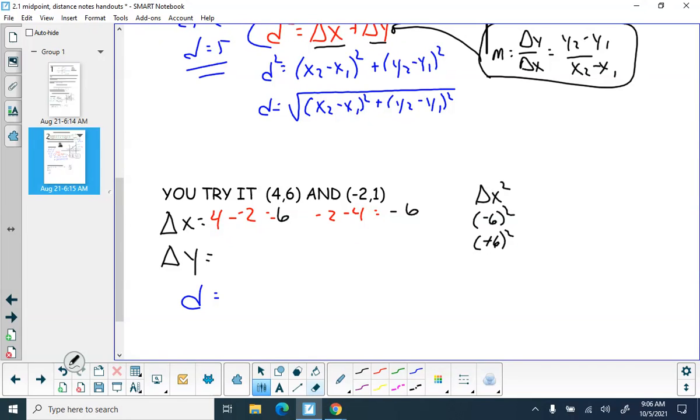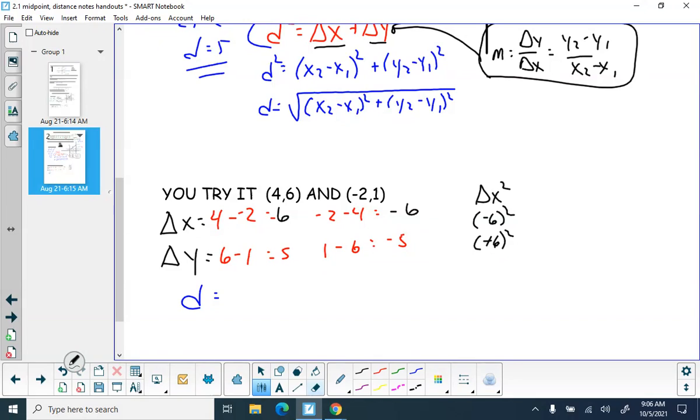So it should not matter. Once again, it should not matter if I go 6 minus 1 or 1 minus 6, and I get 5 or negative 5. Should not matter which one you have.